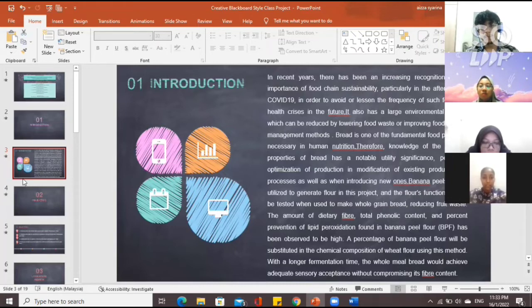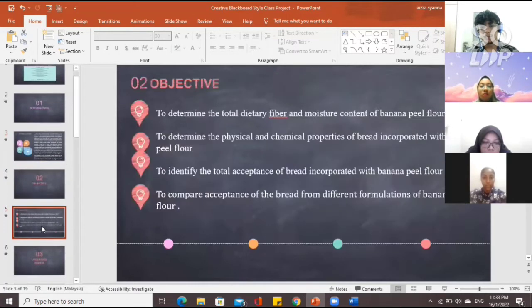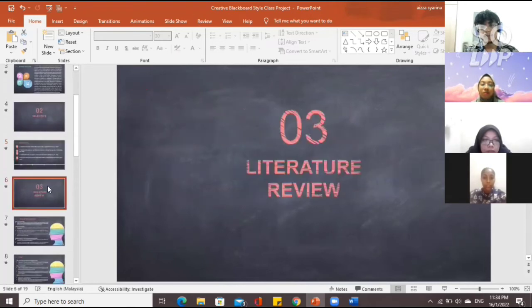Next slide. These are the objectives of our project: to determine the total dietary fiber and moisture content of banana peel flour; to determine the physical and chemical properties of bread incorporated with banana peel flour; to identify the total acceptance of bread incorporated with banana peel flour; and to compare acceptance of the bread from different formulations of banana peel flour. For the next slide, I'm going to pass to my friend Gwen.